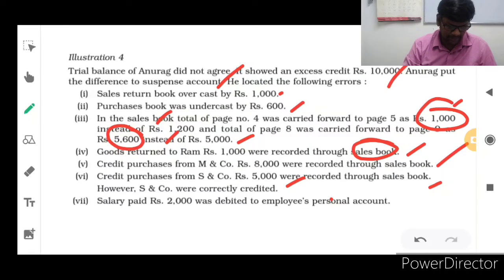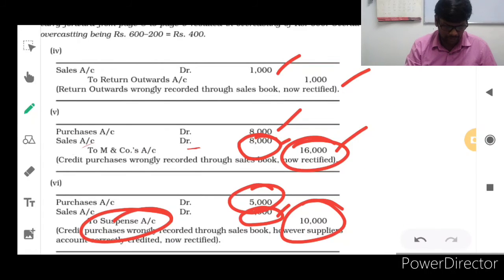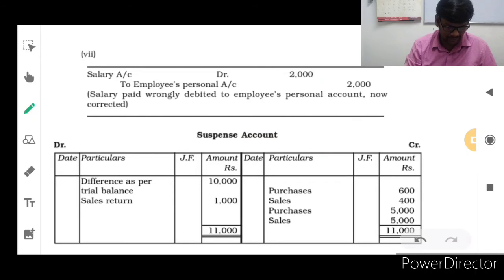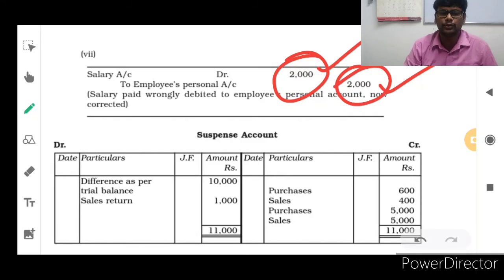One is salary paid rupees 2,000 was debited to the employee's personal account. Salary paid rupees 2,000 was debited. How can it be debited? It should be credited to the employee, isn't it? Personal account. So now the employee's account should be credited. The employee's personal account should be credited and salary should be debited. So this is the perfect rectification entry. The actual entry to give to the employee is salary to employee, that only. But instead of that, the employee's account is debited over there in the transaction. So that is the error. So now the employee's personal account should be credited by 2,000 rupees.